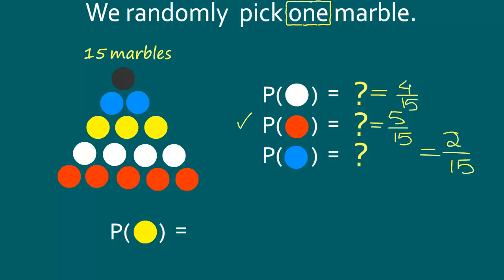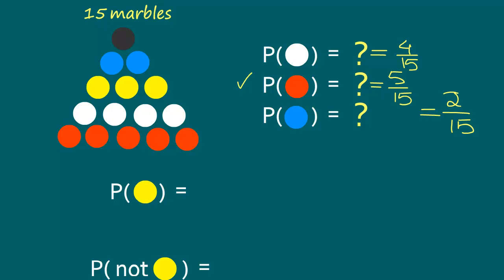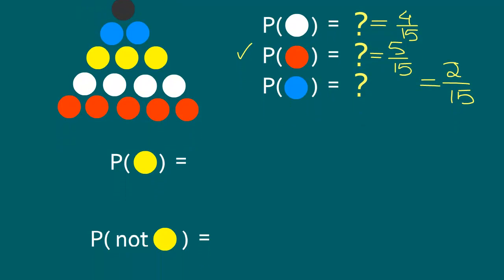Now, there is one other point I wanted to quickly go through before we wrap up this video. What is the probability of picking a yellow marble? Let's give ourselves a little more space here. How many yellow marbles are there? 3. So this is 3 divided by the total number of marbles, 15, and this is the correct answer, 3 divided by 15. Now, if I were to ask you, what is the probability of not picking a yellow marble? Then what will be the numerator?